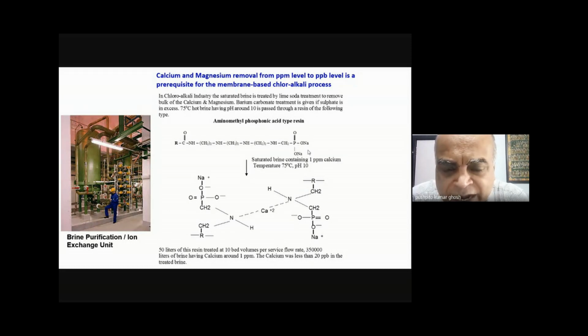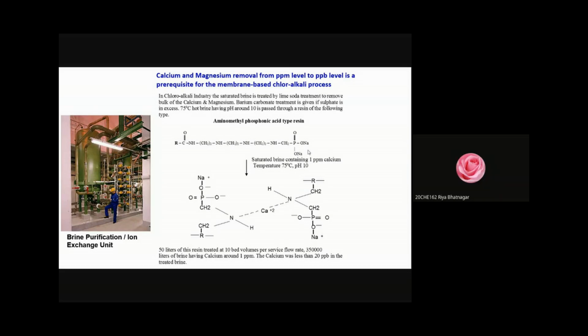You can understand, if I've got saturated sodium chloride, which has got 360 grams per liter of NaCl, and I've got 2 ppm of magnesium, you understand what kind of selectivity ratio is required between sodium and magnesium? Is it clear? Yes, sir.